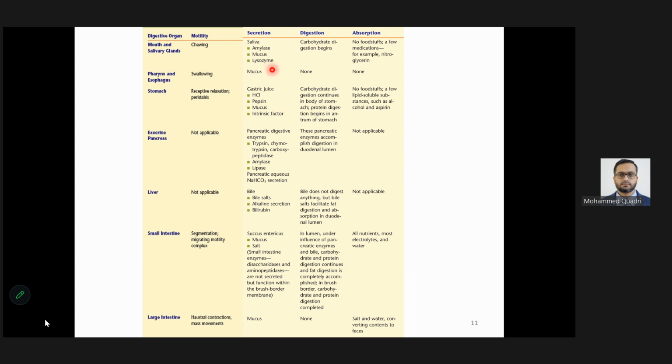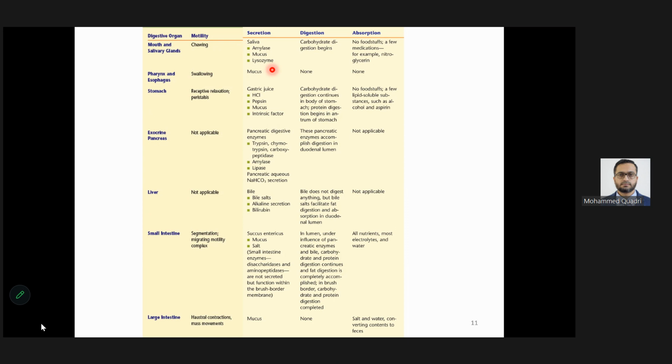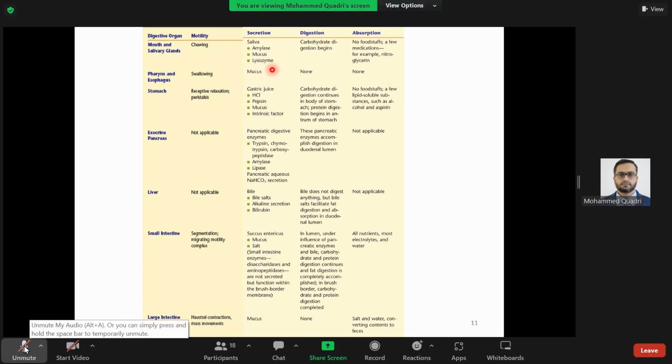What is special in the saliva other than that? Lysozyme. And salivary amylase, definitely salivary amylase, because we are talking about saliva. So salivary amylase, lysozyme, mucus. We also have IgA antibody secreted over here, isn't it? Am I right? Yes.